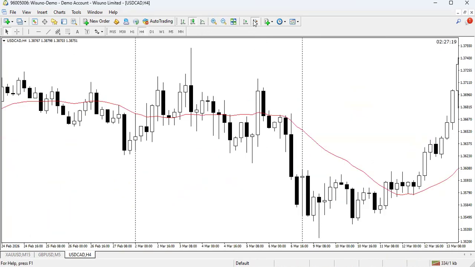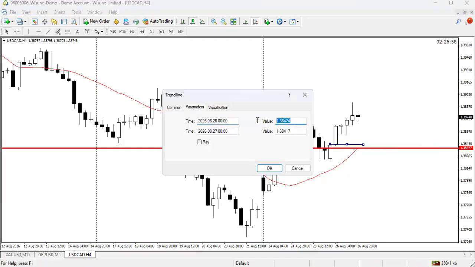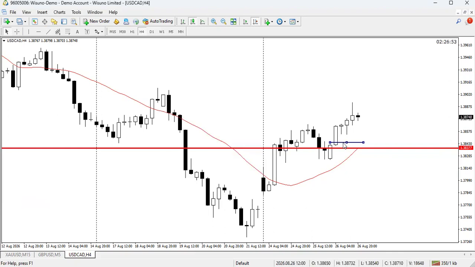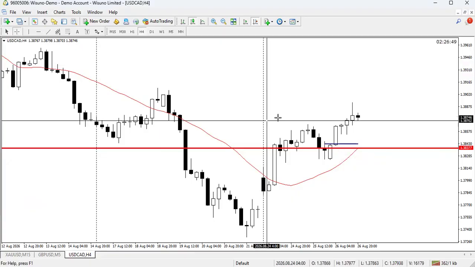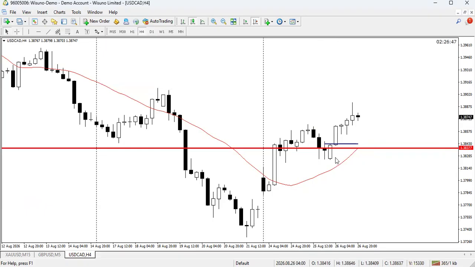Now let me go to 4 hour. So I'm going to mark the high and low of the first 4 candles. Look at this. This is the high here. Even before I continue to mark the low zones, this is a very clear breakout. This candle closed at 8 a.m. my time.